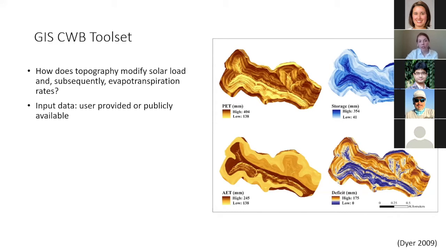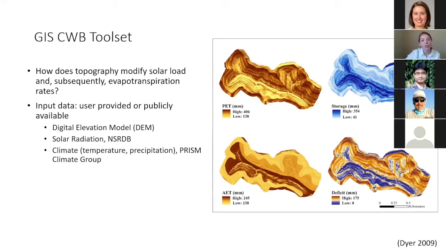And so the input data can either be user provided or downloaded from publicly available databases. And they include a digital elevation model, which really represents the surface terrain of the area. Solar radiation data, which can be found from the National Solar Radiation Database. Climate data, which can be found from PRISM Climate Group. And lastly, soil available water capacity, which can be downloaded from the NRCS SSURGO database. So it's really capturing solar radiation, the topography of the area, as well as climate and soil data.